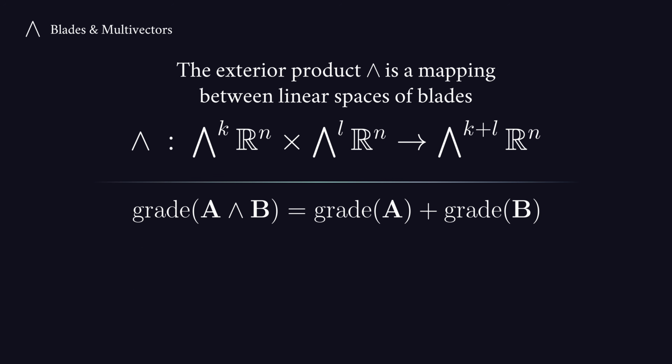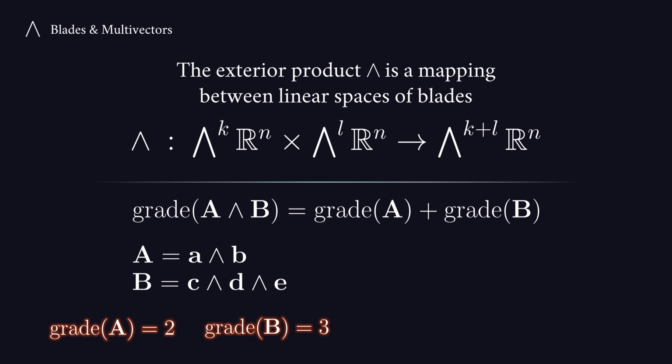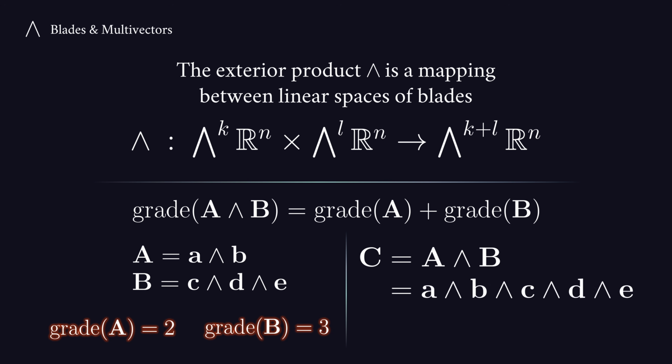Okay, well, let's see an example to make this a bit easier. Let's take these 2 blades, capital A and capital B. Now the grade of A is 2 and the grade of B is 3. If you now consider a new blade C that you construct by wedging those 2 blades together, so A wedge B, then as you can see, the grade of C is 5. Like, it's just very natural. But here is a formal way to write it down with the grade.